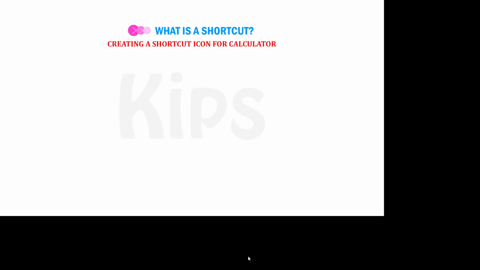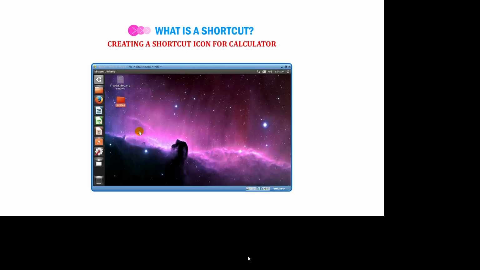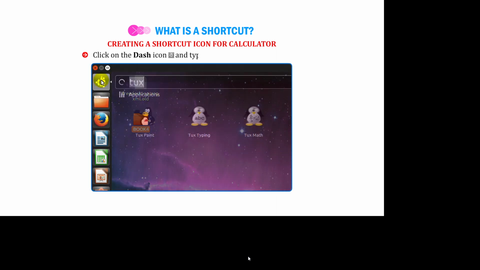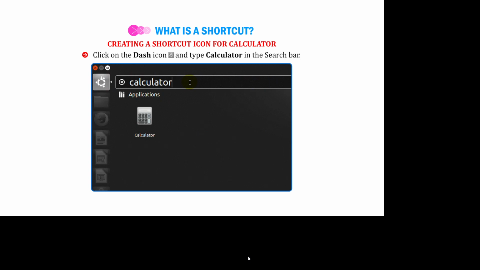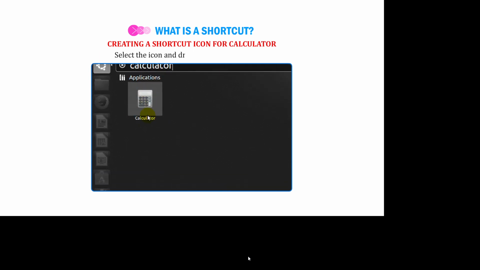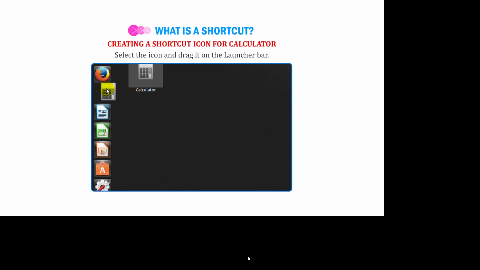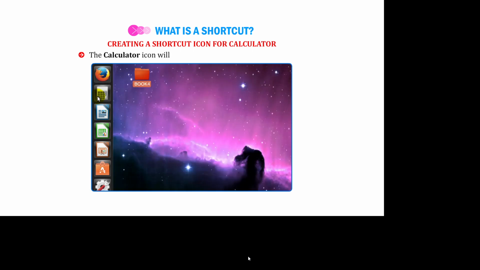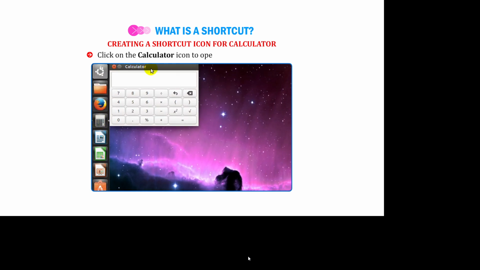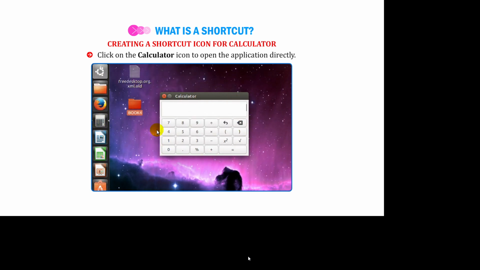Creating a shortcut icon for calculator. Click on the dash icon and type calculator in the search bar. The calculator icon will appear in the dash window. Select the icon and drag it onto the launcher bar. The calculator icon will be placed on the launcher as a shortcut. Click on the calculator icon to open the application directly.